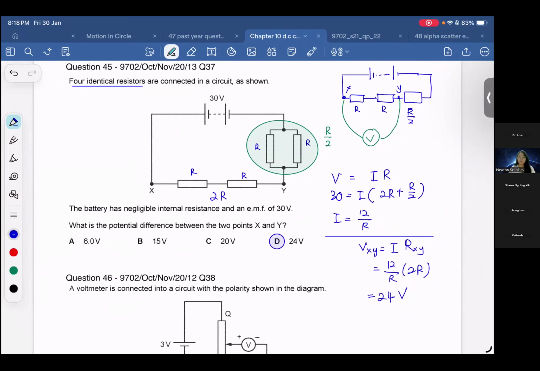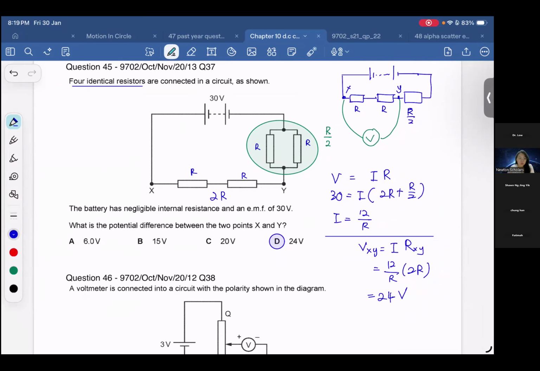Did you get the idea? You need to have the ability to interpret and move the circuit until it becomes a circuit that you are familiar with. Okay, until here, is that clear? Is it okay?